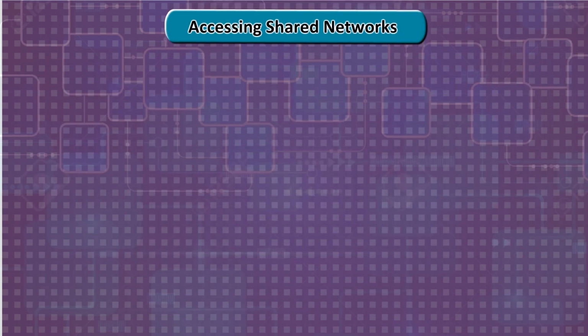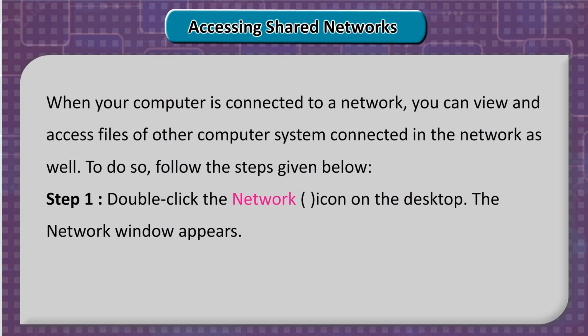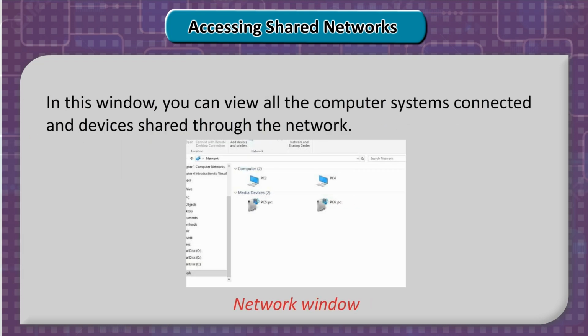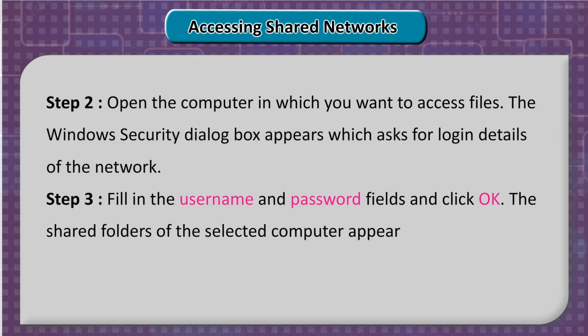Accessing shared networks. When your computer is connected to a network, you can view and access files of other computer systems connected in the network as well. To do so, follow the steps given below. Step 1. Double-click the network icon on the desktop. The network window appears. In this window, you can view all the computer systems connected and devices shared through the network. Network window.